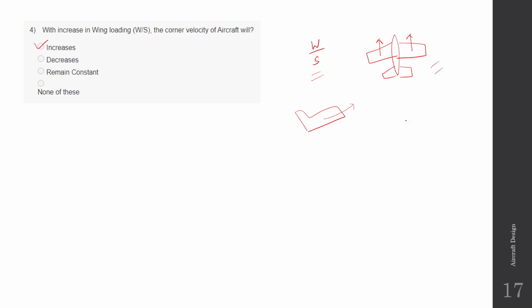So you know that during cruise the lift is equal to the weight, but during any maneuver the lift is equal to n times the weight. Okay, so lift is equal to n times the weight. So the wing loading is going to be n times the cruise wing loading, the wing loading at maneuver.